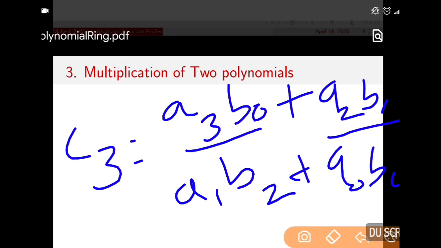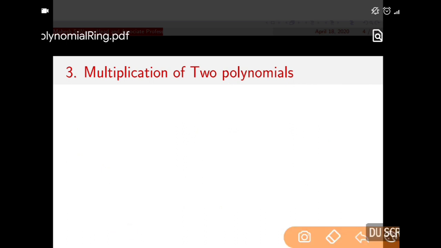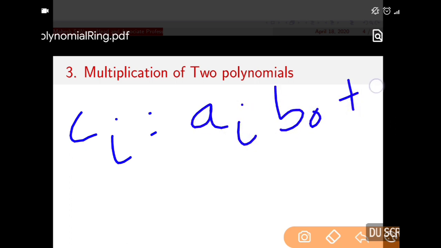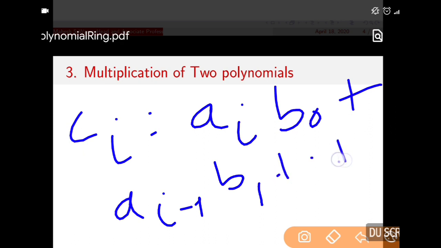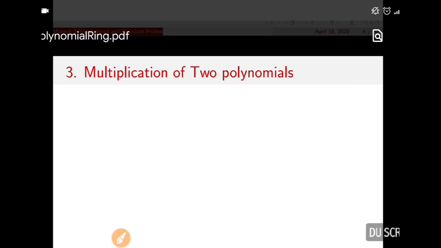And on continuing this, one can define, in general, what is the value of ci. So what will be ci? I will write here ci. Ci is ai b0. This is the coefficient of x raised to i. Then just reduce by 1, increase by 1. So ai minus 1 b1 and so on. The last coefficient is bi, which means this must be a0 bi. So this is how we define multiplication.